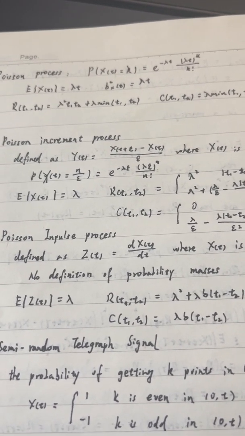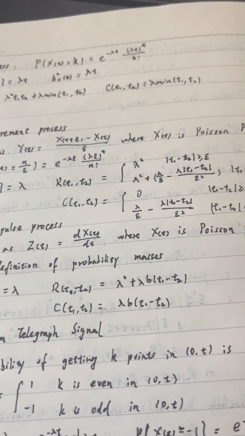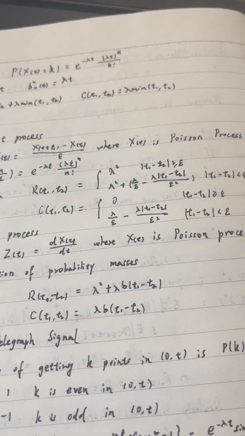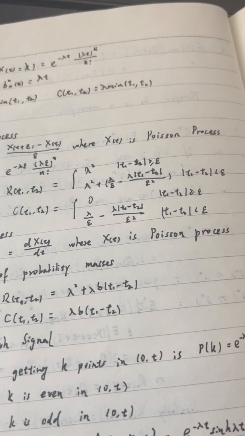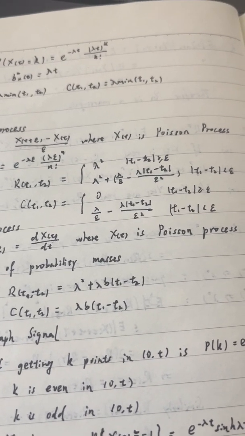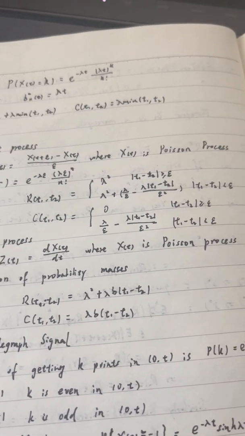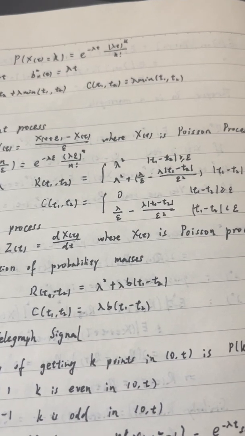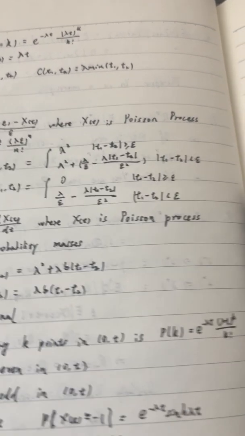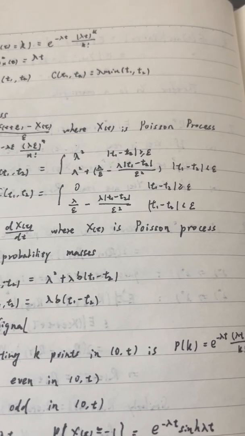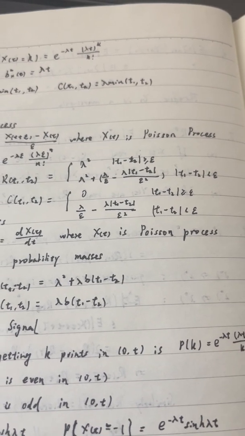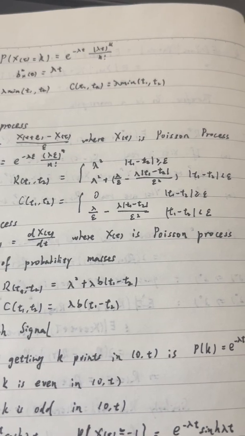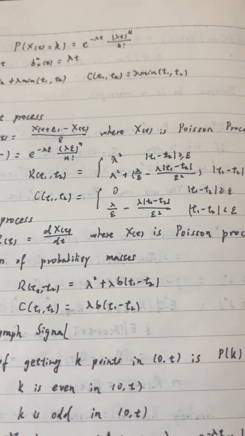The expectation of it will be equal to lambda, and the autocorrelation will be equal to lambda squared when the absolute value of t1 minus t2 is larger than or equal to epsilon. When the absolute value of t1 minus t2 is smaller than epsilon, the autocorrelation is lambda squared plus lambda over epsilon minus lambda times the absolute value of t1 minus t2 over epsilon squared. The autocovariance will be equal to 0 when, letting tau equal t1 minus t2, the absolute value of tau is larger than or equal to epsilon. When tau is smaller than epsilon, the result will be lambda over epsilon minus lambda times the absolute value of tau over epsilon squared.